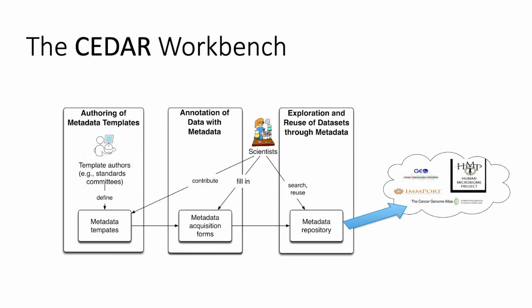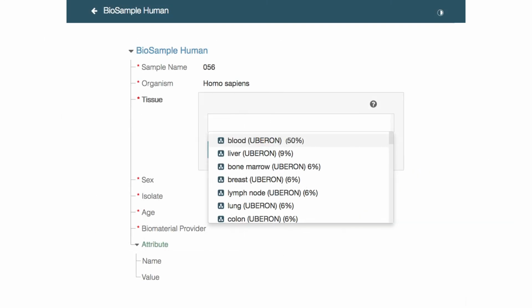So we can create a template in the middle panel. We can fill in that template. And for example, here's biosample human again. And notice, for example, if we want to fill in the tissue, we said that the elements for tissue are going to come from the Uberon anatomy ontology and the portion of that ontology that deals with tissues. And we see the possible elements in the drop-down menu: blood, liver, bone marrow, breast, lymph node, and so on.